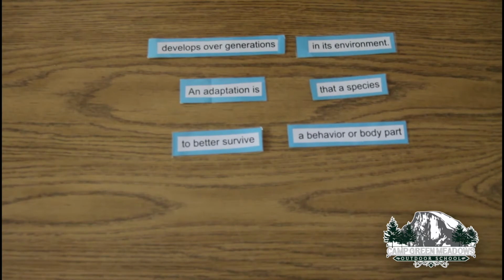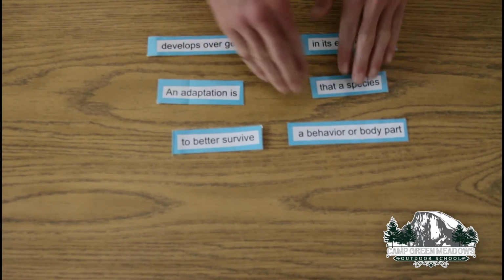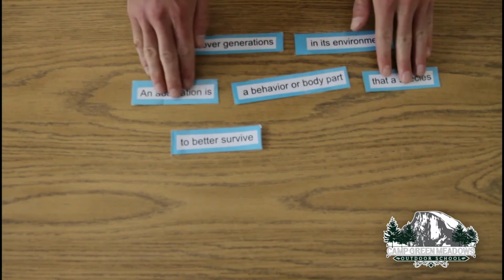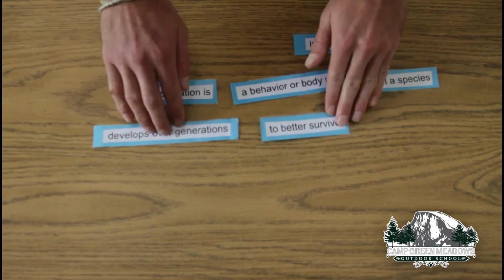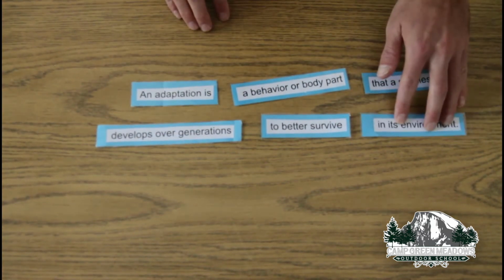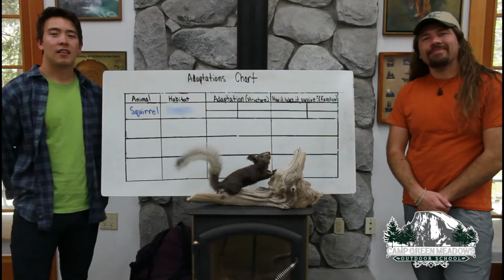Let's see if you got this right. An adaptation is a behavior or body part that a species develops over generations to better survive in its environment. Can you think of any adaptations that humans have developed in order to better survive?